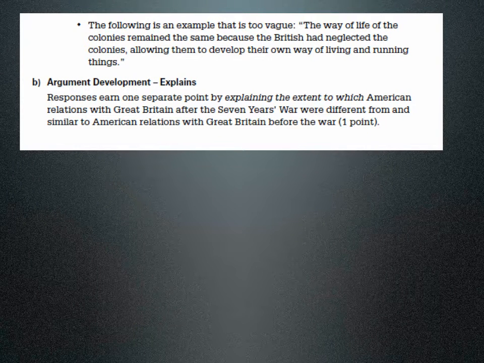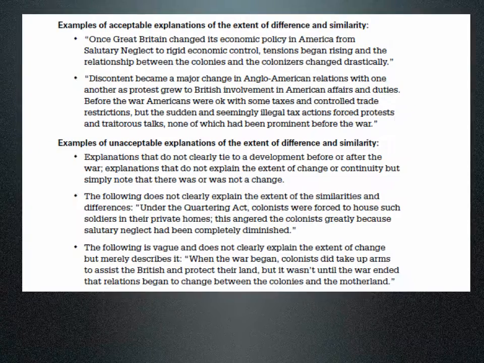Here's a little more information about those developments of the argument. Responses earn one separate point by explaining the extent to which American relations with Great Britain after the 7 Years' War were different from and similar to American relations with Great Britain before the war. So these arguments, the extent of the argument and the fact that the student can explain and provide strong evidence, is what actually earns you that point. Again, it's not just regurgitating facts and listing them.